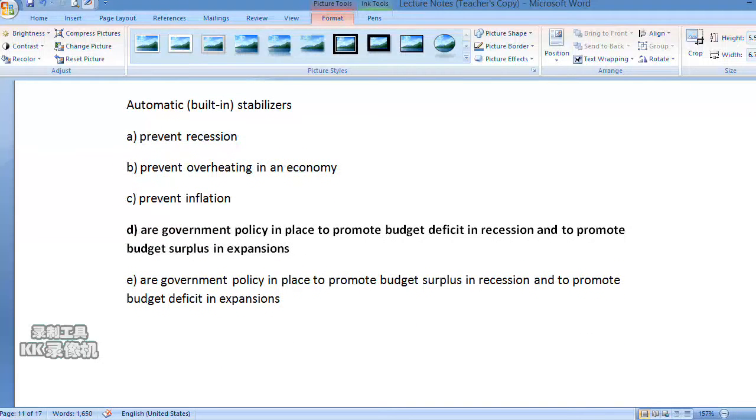Automatic built-in stabilizers do not prevent recessions and inflationary gaps. They only help to ease off the effects. Prevent overheating in the economy? Again, they do not prevent anything. Prevent inflation, no. Government policy in place to promote budget deficit in recession, that's good. Promote budget surpluses in expansion, that's also good. So the answer is D.